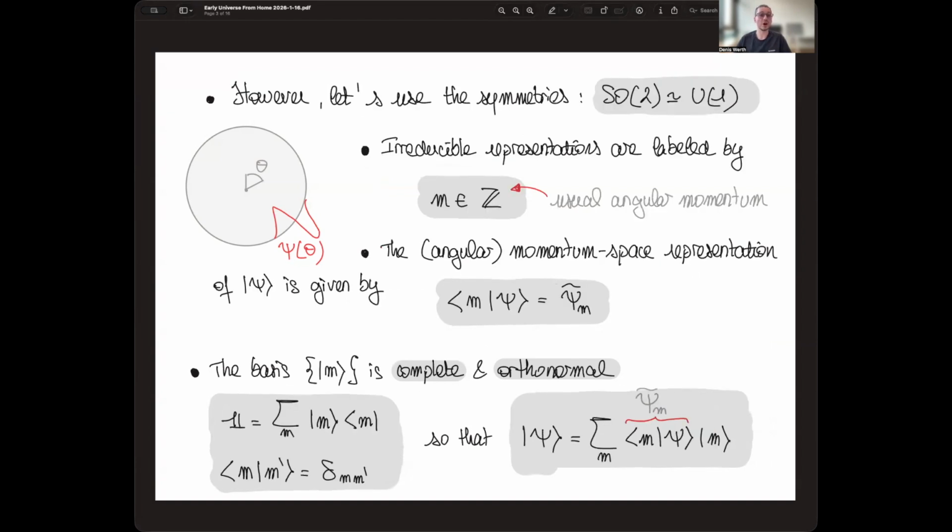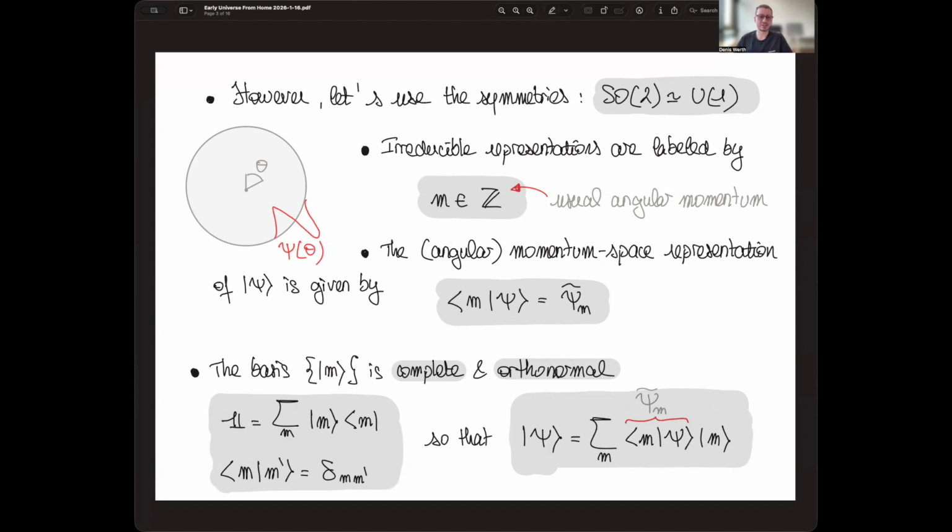Let's now construct another basis using symmetries. The circle has an SO(2) symmetry, or equivalently its universal cover, U(1). Given this isometry group, the irreducible representations are labeled by the usual angular momentum, m. This momentum variable here is discrete because the isometry group is a compact Lie group.